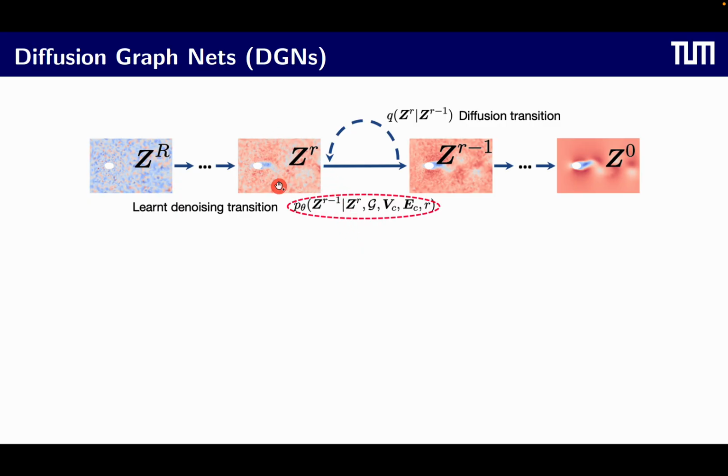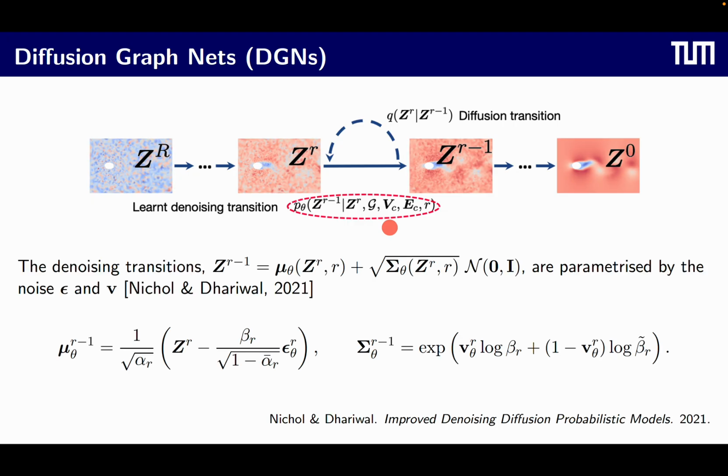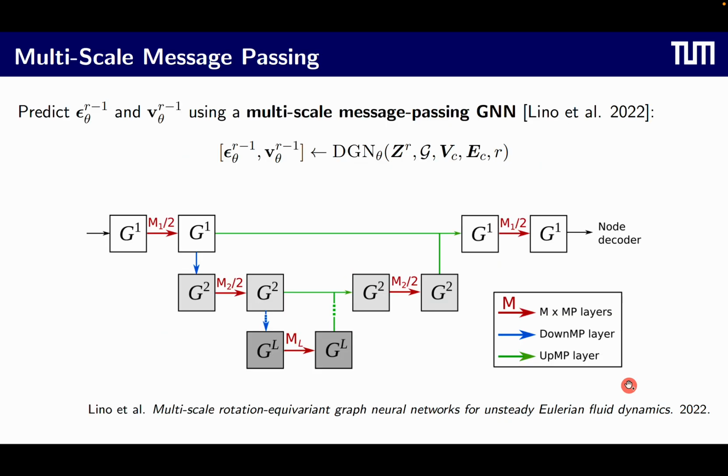This is the noisy physical field, the index for this current denoising step, the connectivity of the graph, and we can also have node and edge features that condition to a certain system in particular. For instance, we can have at the nodes the Reynolds number, and at the edges we can have the relative positions between the sender and receiver nodes of the edge. The output of the network are the noise epsilon with respect to the reference and the interpolation parameter v, both used respectively to obtain the mean and the variance of each Gaussian transition as proposed in the improved DDPM paper.